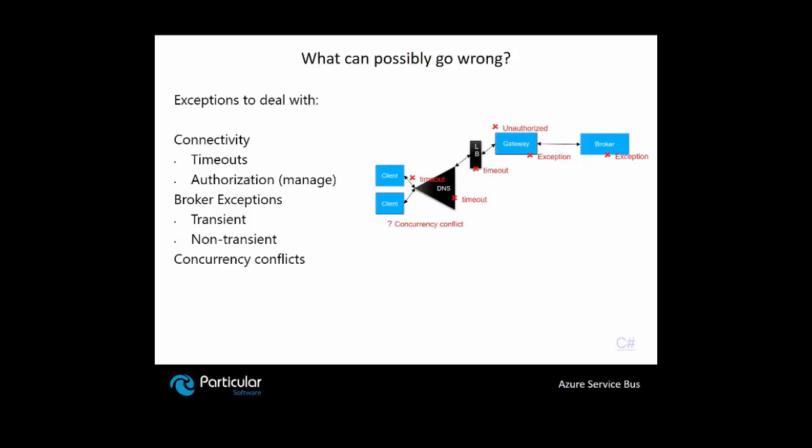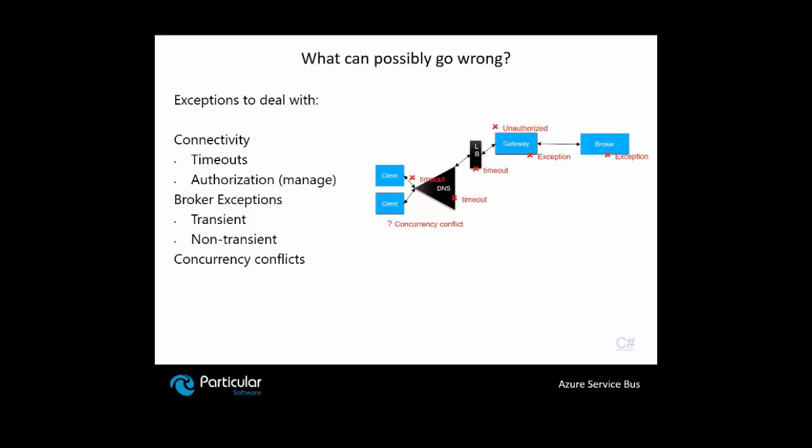And if your call gets through, which usually is the case, you will also have to authorize at the gateway. And at that point, you can also get an unauthorized exception that you need to deal with. Any token that you provide through the token provider must have a managed claim, otherwise you will not be able to use the Namespace Manager. Now, if you get in, you can also get some exceptions from the broker. There are two kinds of exceptions that can come back. A frequent one is what's called a transient exception.